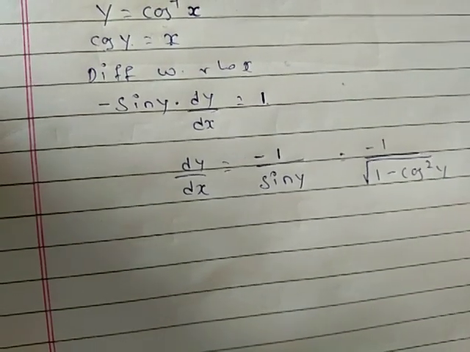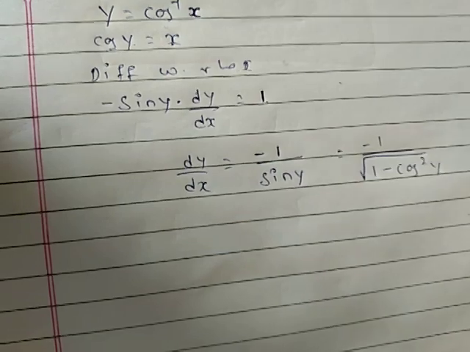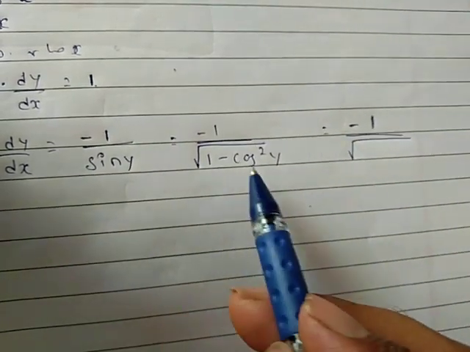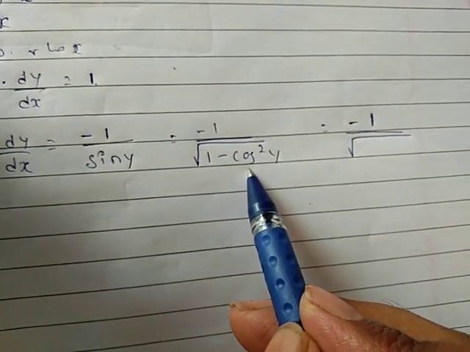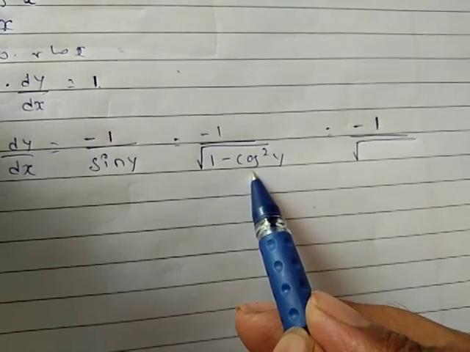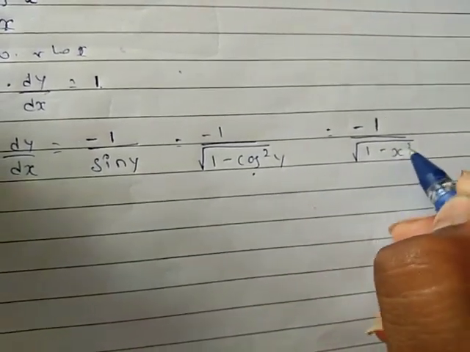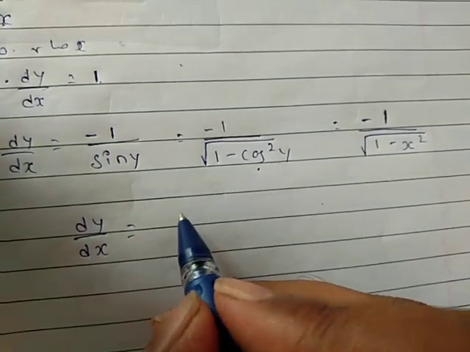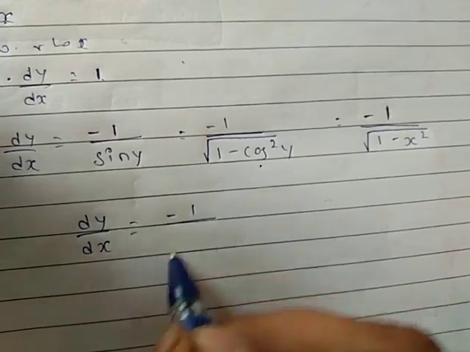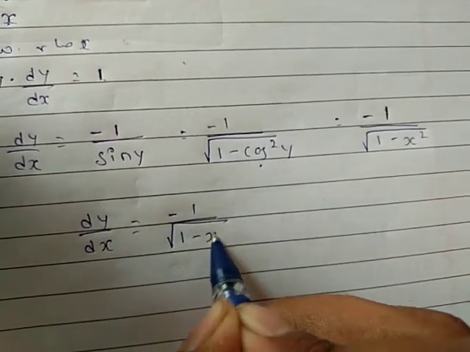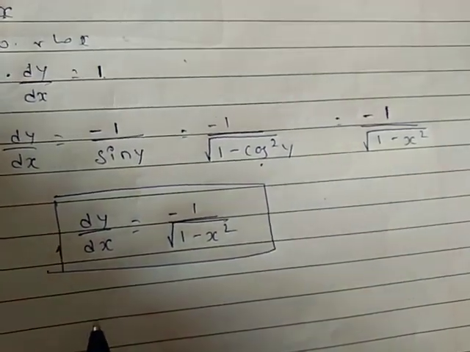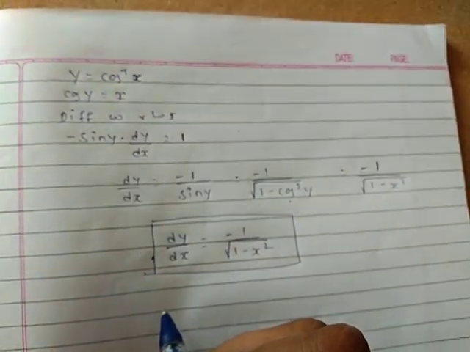1 minus cos square y. So, minus 1 divided by root of, cos y means x, so cos square y means x square. So, 1 minus x square. So we have the standard derivative of cos inverse x, which is minus 1 divided by root of 1 minus x square. So pause the video to note it down.